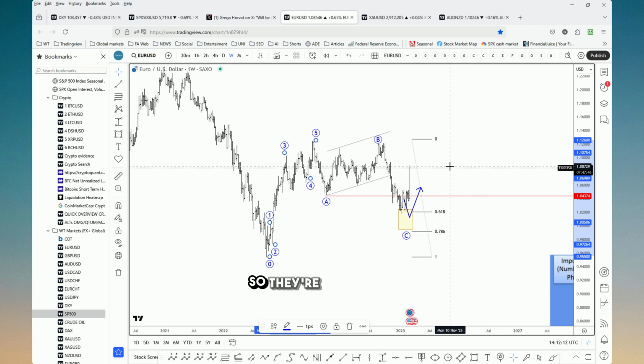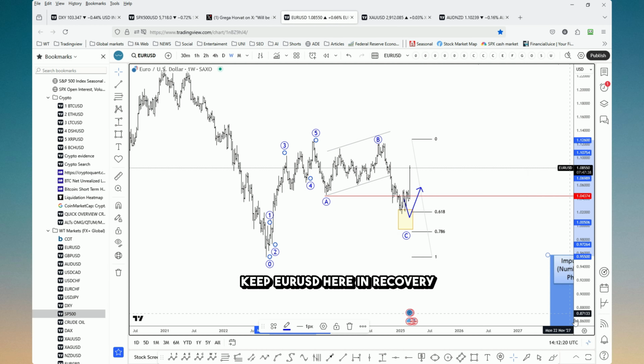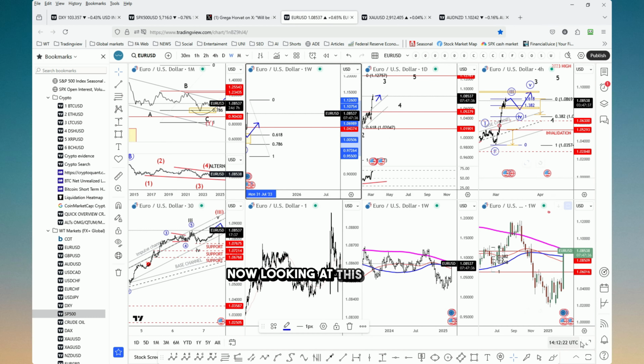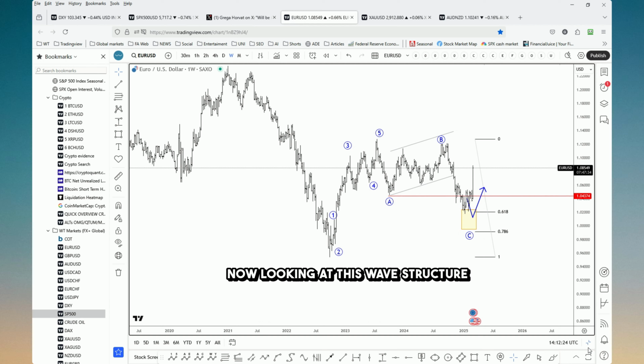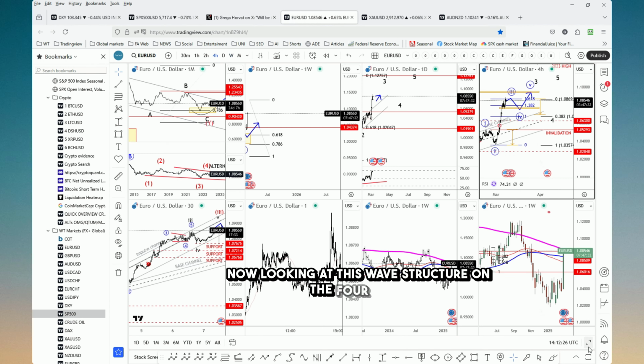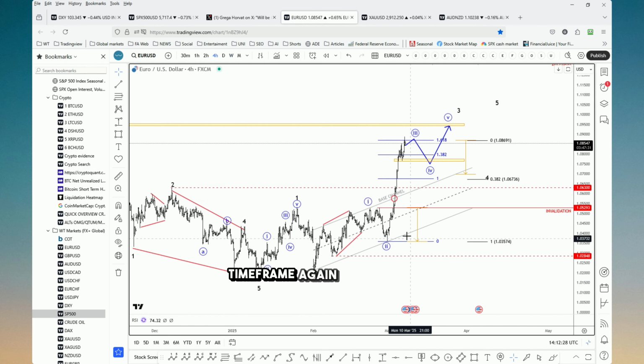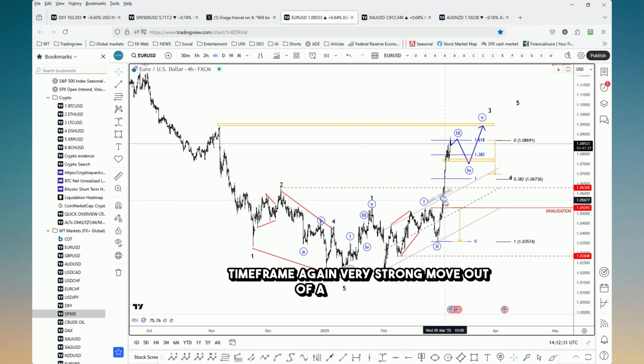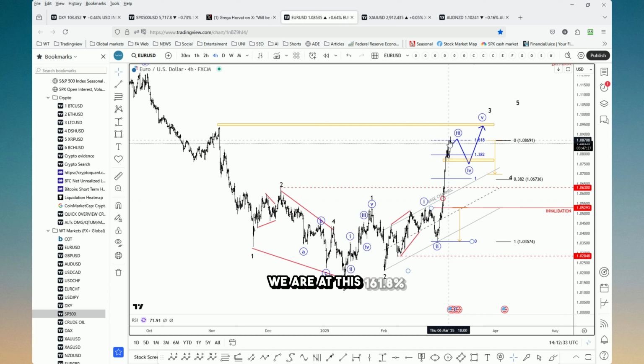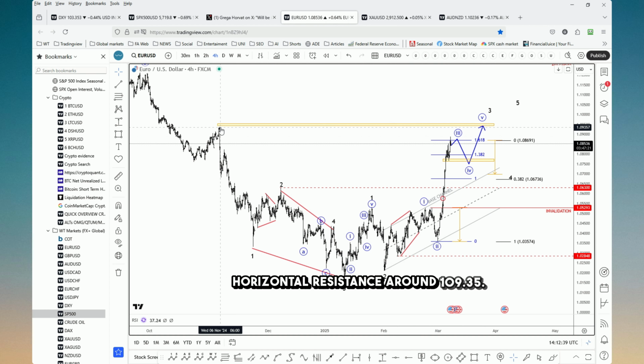Okay, so they're not really convinced they want to cut further, meaning that this is something that can keep EUR/USD here in recovery mode. Now, looking at this wave structure on the 4 hour time frame, again, very strong move out of a base channel. We are at this 161.8%. There you have very strong horizontal resistance around 109.35.